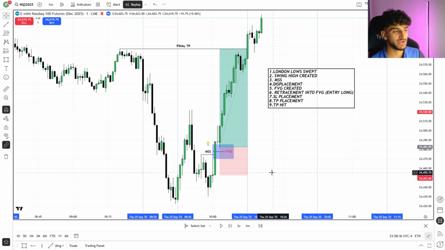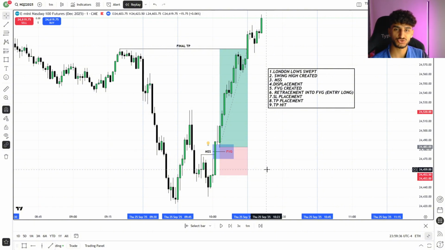And there you have it, guys. The ICT Silver Bullet model. Very simple, very straightforward. Nothing complicated about it. All you've got to do in order to win in the markets is just stay disciplined, stay patient, and follow one system, one strategy.